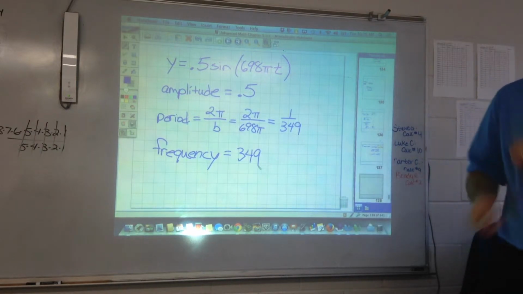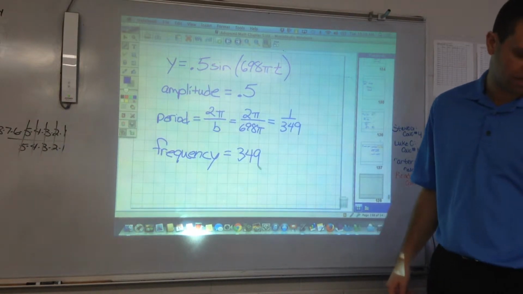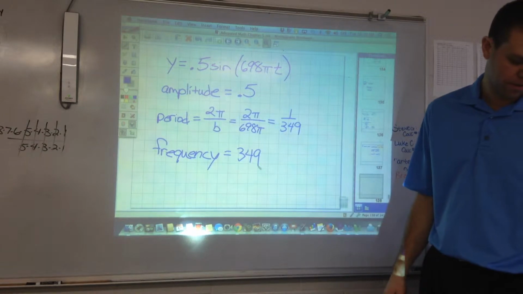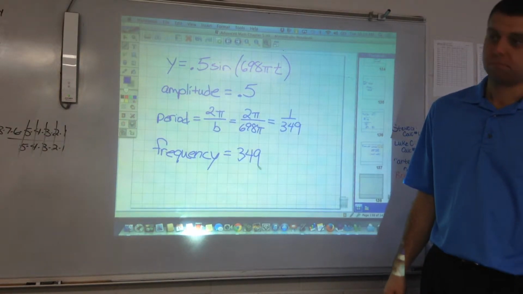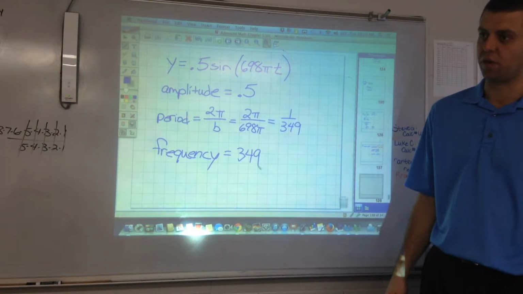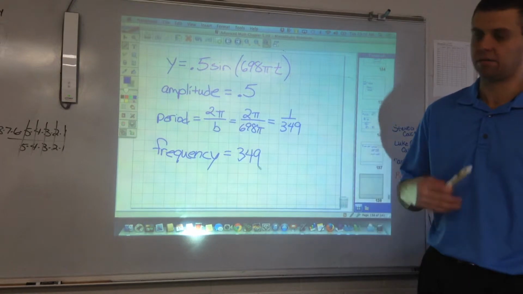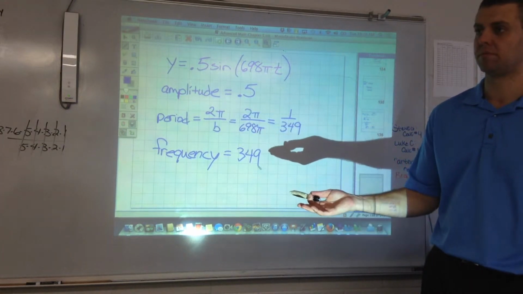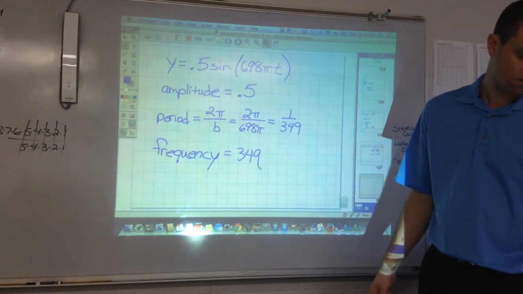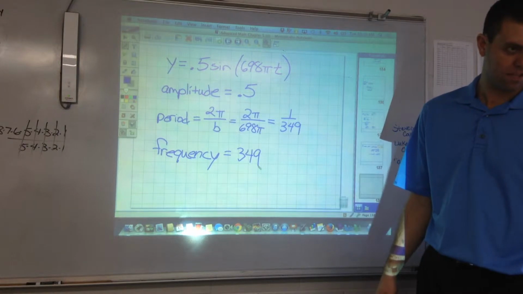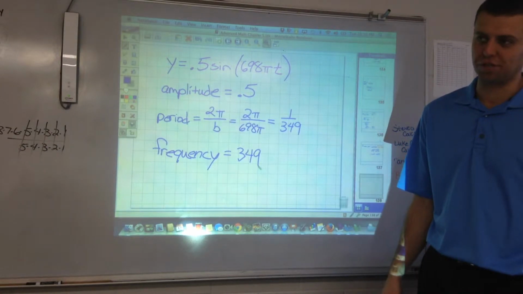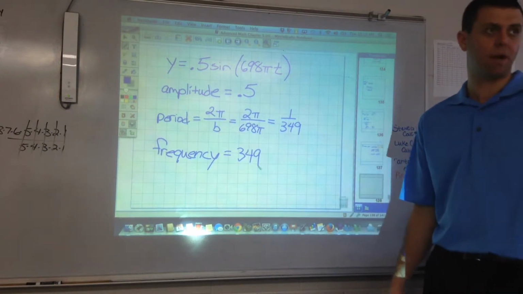Compare the average monthly temperatures for April and October. Well, how do you find the monthly temperature for April? April is the what month? 4th month, so plug in a 4 for T and get your Y value. Plug in what for October? 10. Plug in a 10 for October and see what you get for your Y value. That's what I'd expect in a problem like that.